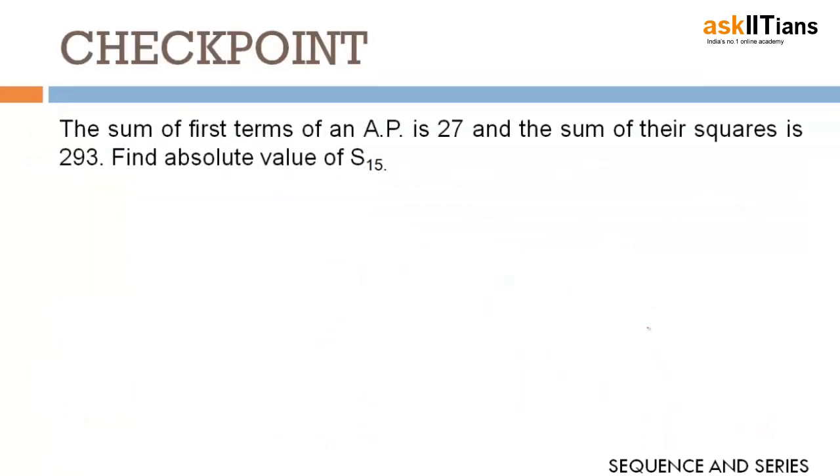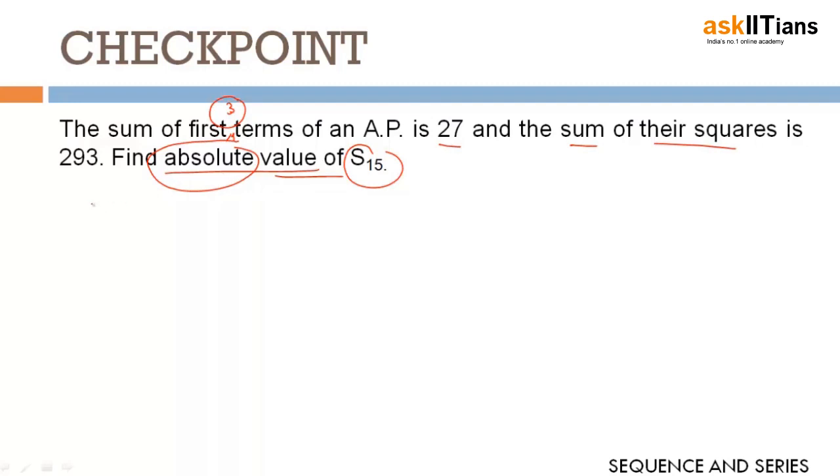So let us now talk about some examples which we have discussed. The sum of first terms of an AP is 27 and sum of their squares. Here the word 3 is missing, I guess. The sum of first 3 terms of an AP is 27 and the sum of their squares is 293. It's required to find the absolute value of S15. Now what do you mean by absolute? We will see what the absolute value means.